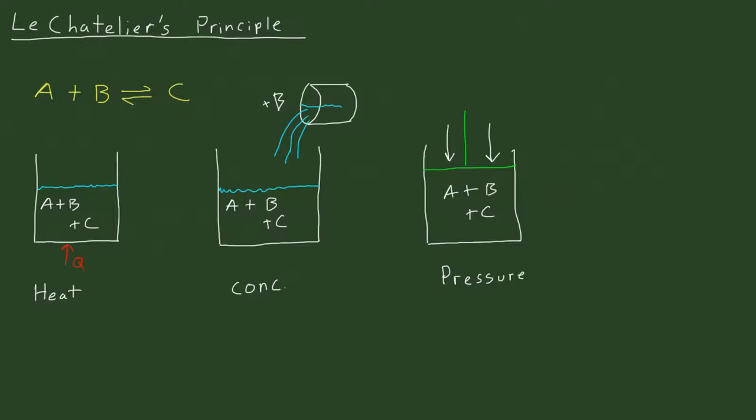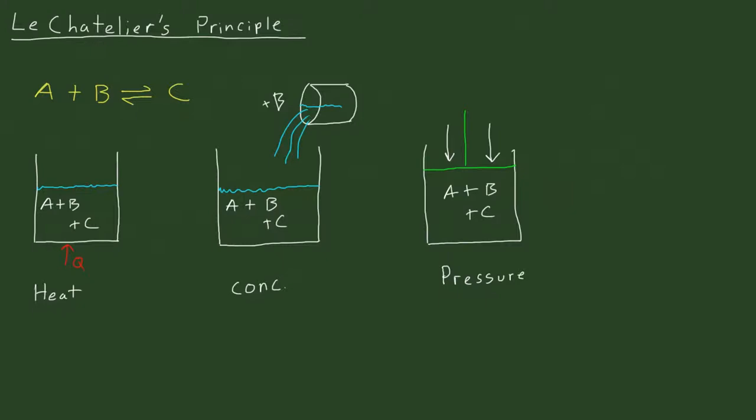So, for example, we have a reaction here. A plus B goes to C reversibly. And let's just take the first case here. So we apply a stress to the system. There's three different kinds of stresses that we can apply to a system. We can apply heat. We can change the concentration of one of the components. And we can also apply a pressure if it's a gaseous reaction, right? So let's take the first type of stress.